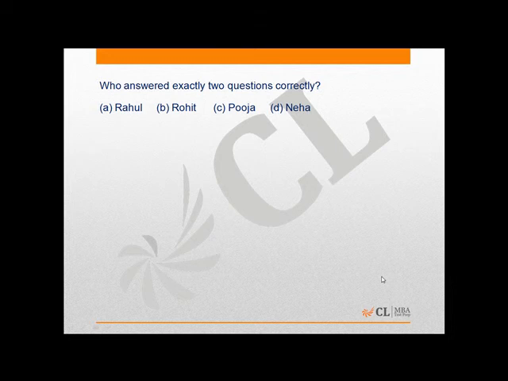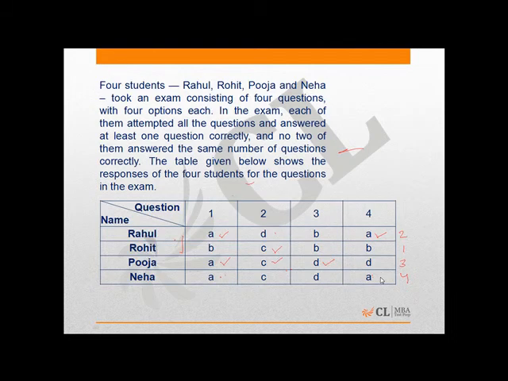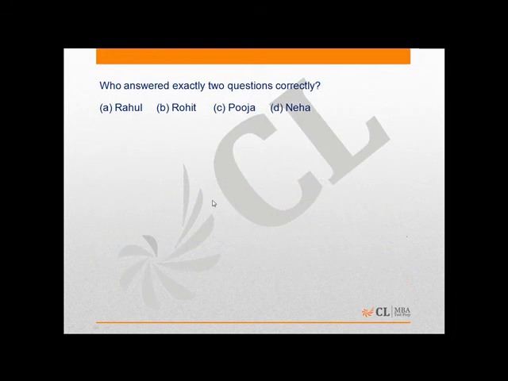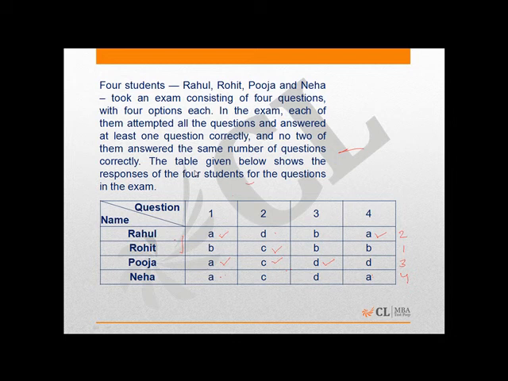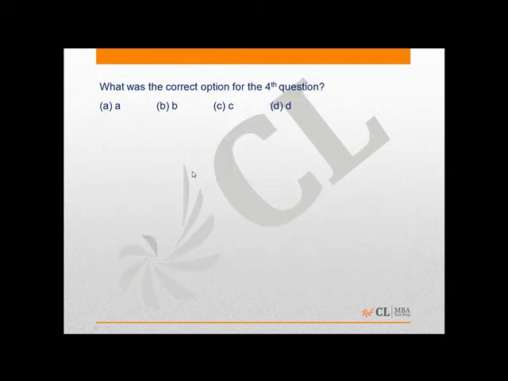Who answered exactly two questions correctly? We can see that Rahul answered exactly two questions. So the answer should be option A. Next, what was the correct option for the fourth question? For the fourth question, we can see that Neha answered all the questions correctly. For the fourth question, Neha answered A. That means the correct answer should be option A.